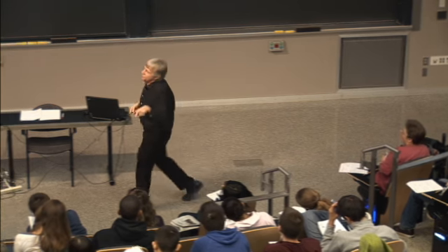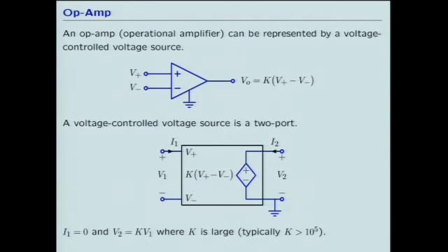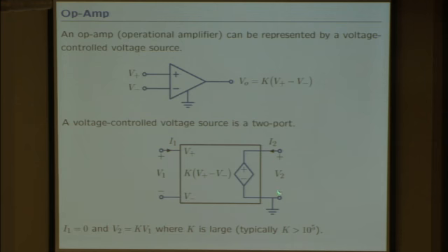OK, so when we think about an op-amp, a good first model for an op-amp is to think about it as a voltage-controlled voltage source. And so that's depicted here. I want to think about the op-amp, which I'll symbolically write this way. This means something that has two inputs, a plus input and a minus input, and a single output, V out. I can think about it as a voltage-controlled voltage source.